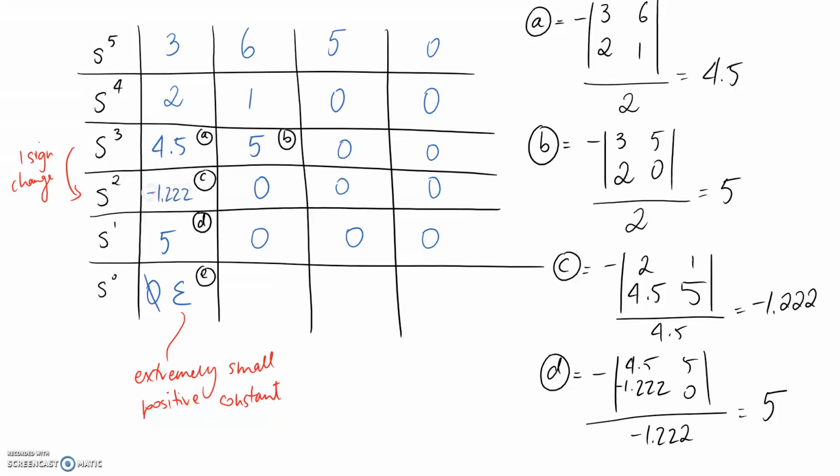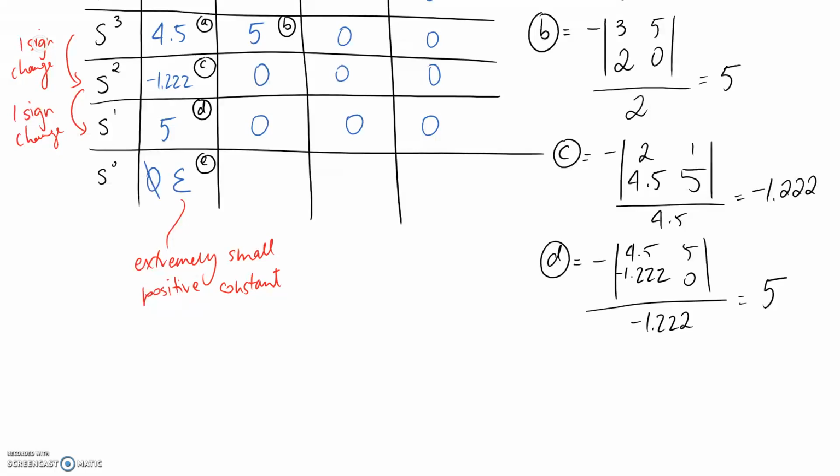From here, it goes from negative 1.222 to positive 5, so we've gone from negative to positive. That means there's one more sign change that we've seen. And then from 5 to this epsilon, which we're saying is an extremely small positive constant. If it's positive, 5 is positive, they're the same, so there's no sign change here. So the conclusion that we can make is that we have 2 sign changes in the first column.